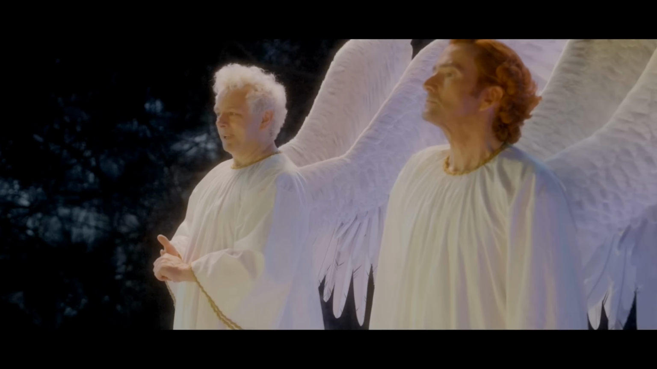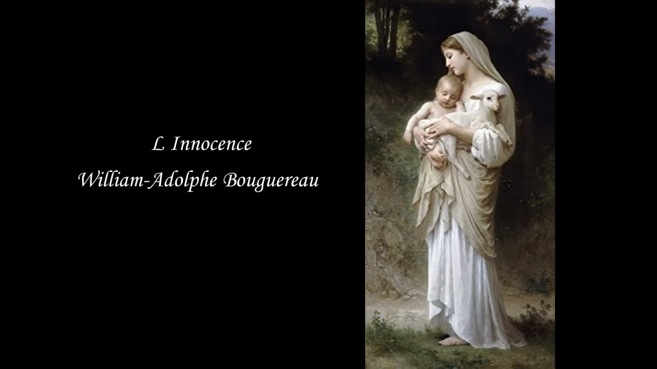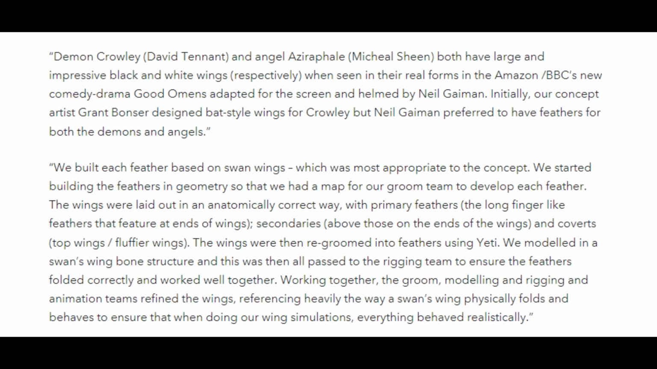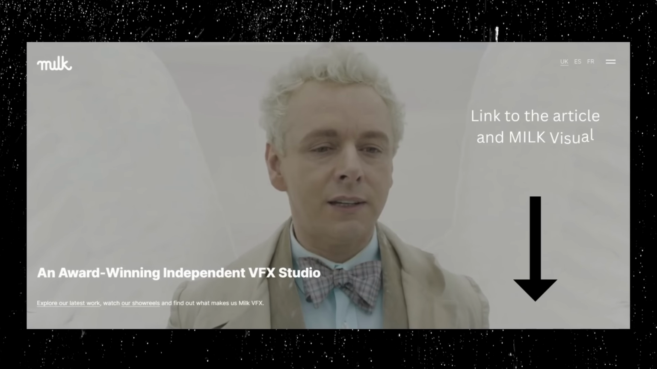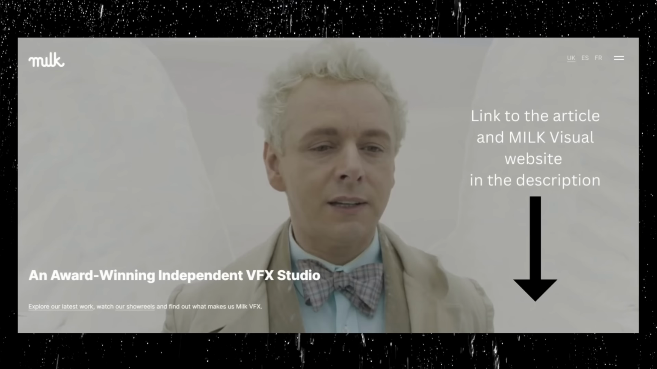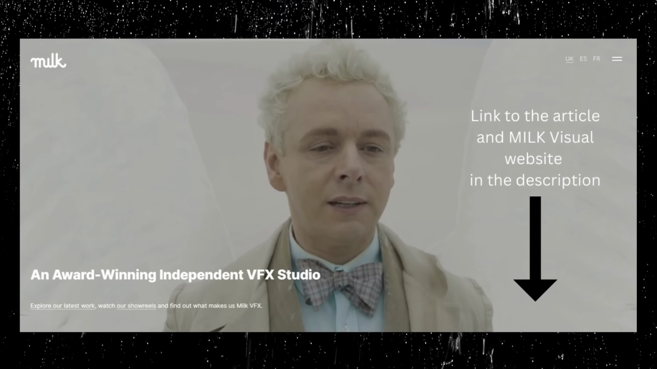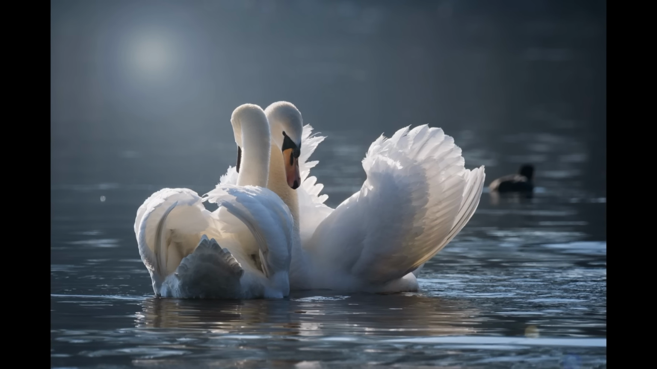In the beginning, Crowley and Aziraphale both have the same type and color of wings. In Western art and literature, particularly Abrahamic and biblical lore, white has a long association with purity, divinity, and, most importantly, innocence. Milk Visual, the VFX studio for both seasons of Good Omens, initially planned to model Crowley's wings after those of a bat. Neil stepped in and specified that Crowley and Aziraphale have the same wing design, just with Crowley's being black. So the VFX department used swan wings as their models for the gorgeous feathery creations we see on screen.